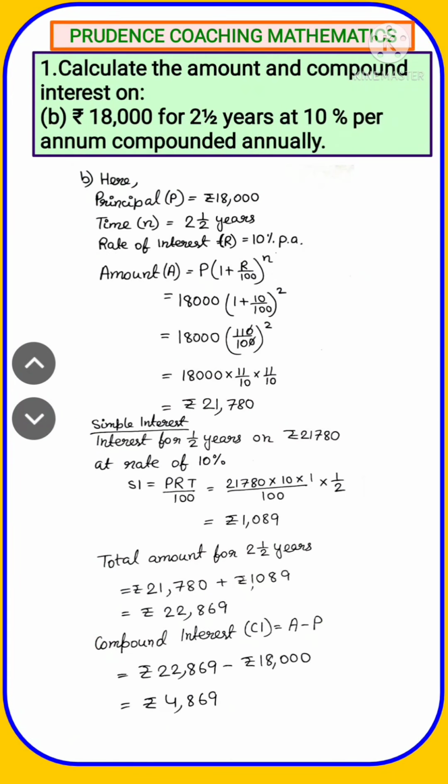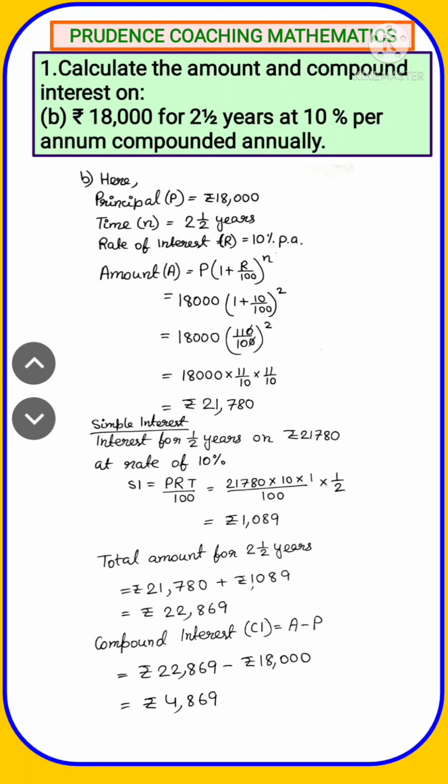First we need to write what things are given in the question. Here the principal or P is given to be rupees 18,000. Here the time, which is represented by the small letter n, is 2.5 years, and the rate of interest, that is represented by R, is given to be 10% per annum. Now we need to find out the amount using this particular formula.